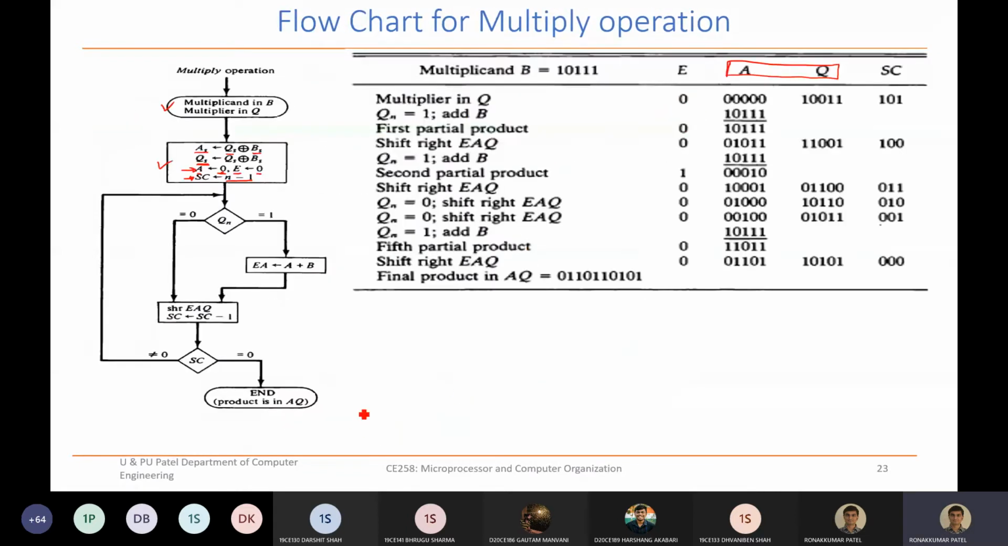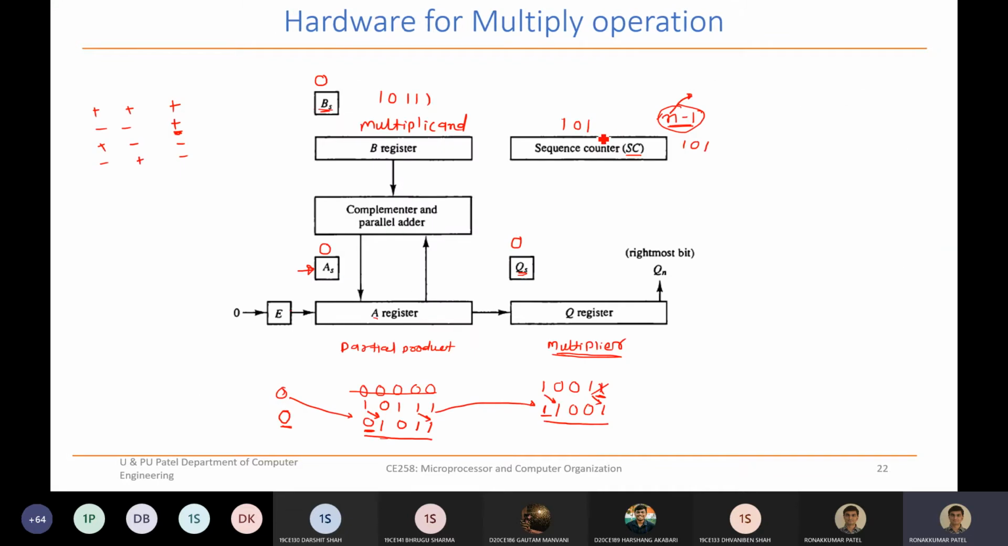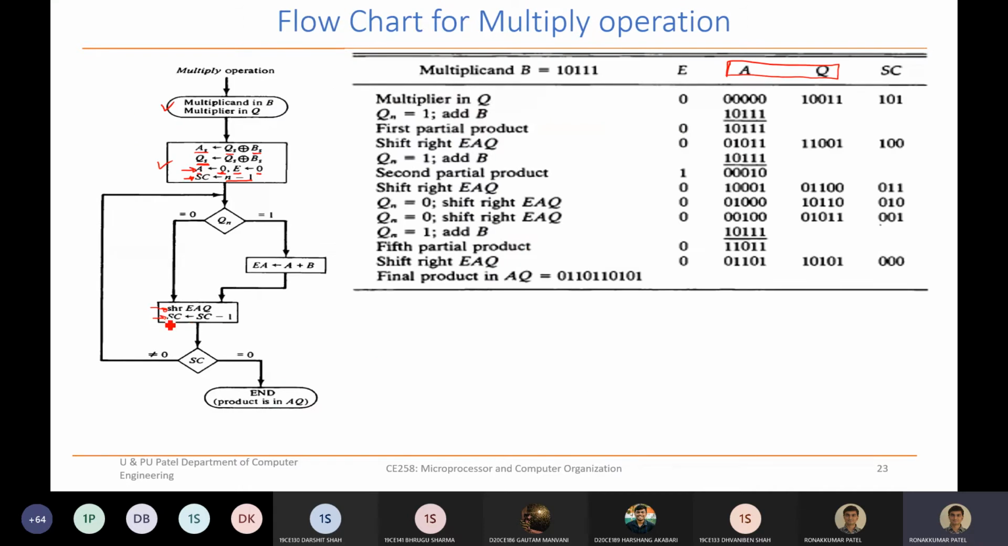Okay, this step is over. Next is SC equals SC minus 1, so we need to decrement the count. So now the count will be 1, 0, 0. Okay, so we have done this. Now check the sequence counter. Is it 0 or not equal to 0? If it is 0, then you need to end, and your product is in AQ. Your product is in AQ and the sign is in AS.